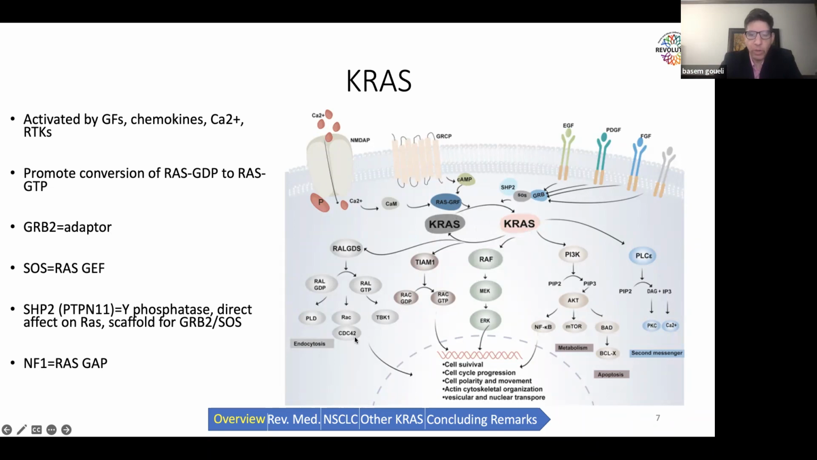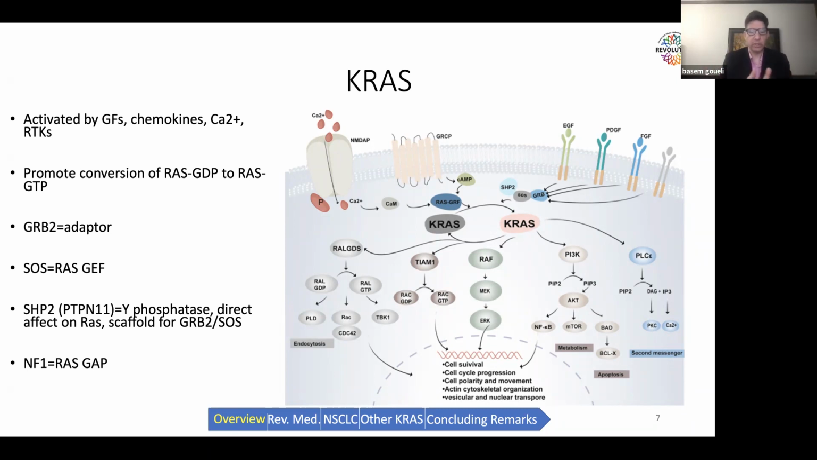Neurofibromin 1, NF1, is actually a GAP that's not depicted here. But what I think is really important to know is that neurofibromin 1, which is a GTPase activating protein, facilitates the conversion of KRAS GTP to KRAS GDP. So it basically turns it off, right? And why is that important?